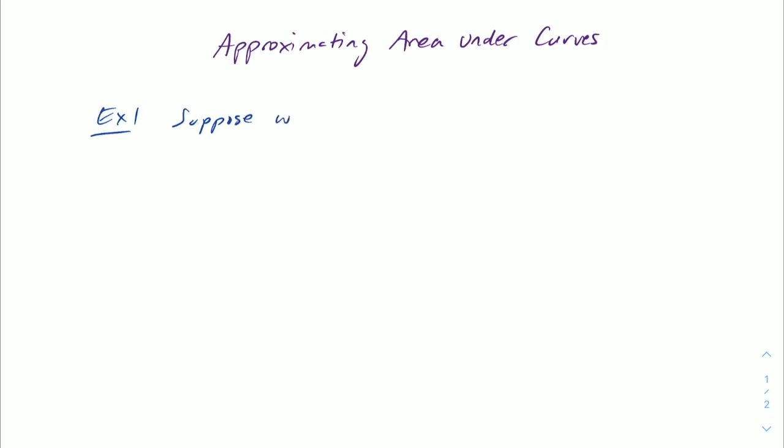Alright, so in this video we're going to be talking about approximating area under a curve. We'll start with an example. Suppose we want to find the area under f of x equals x squared from x equals 0 to x equals 1.